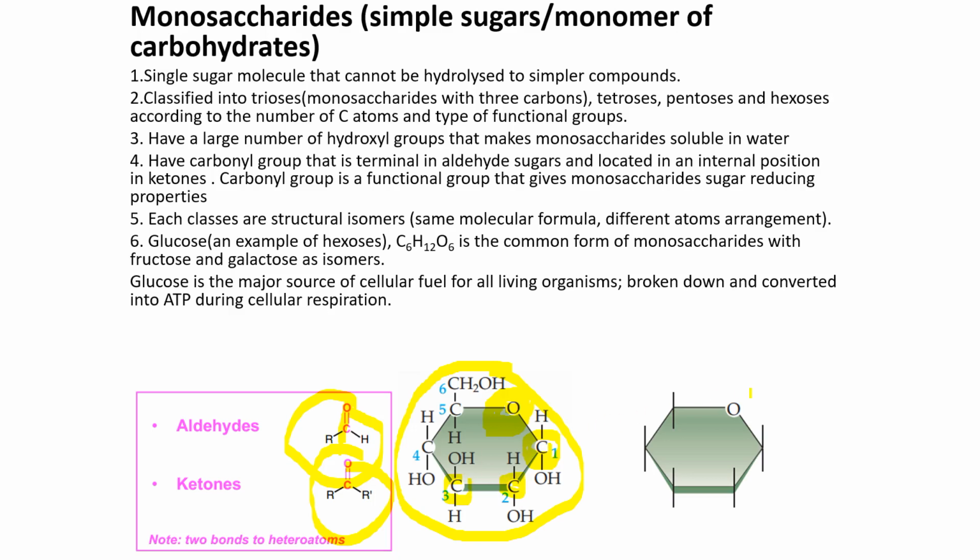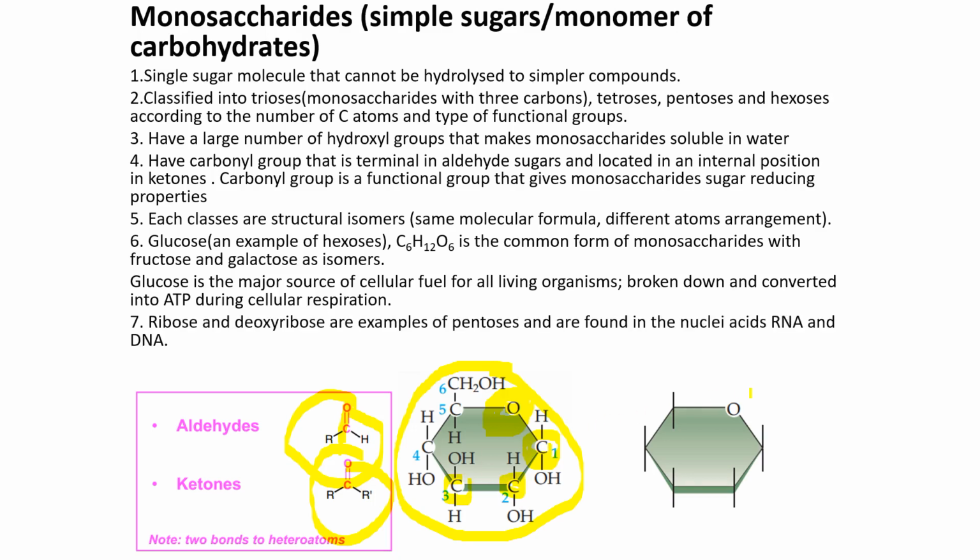Now ribose and deoxyribose are examples of pentoses, and are found in the nucleic acids RNA and DNA. Pentoses and hexoses can exist either in straight chain or ring structure.